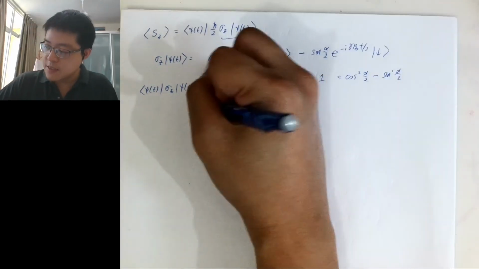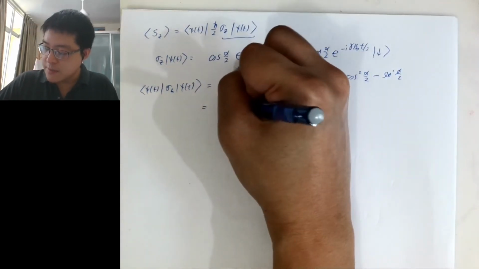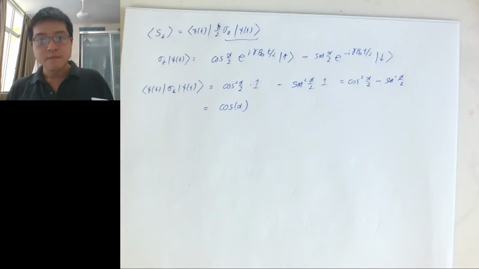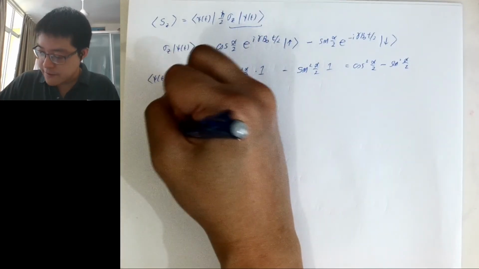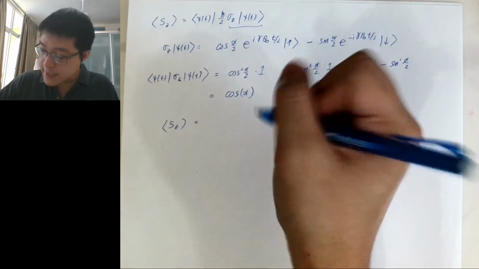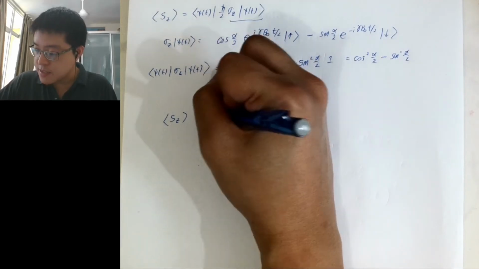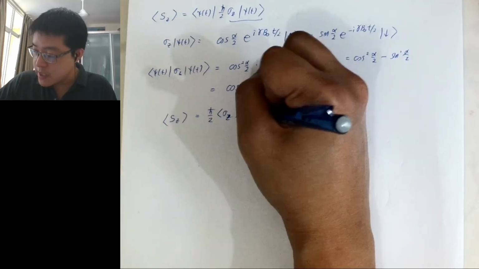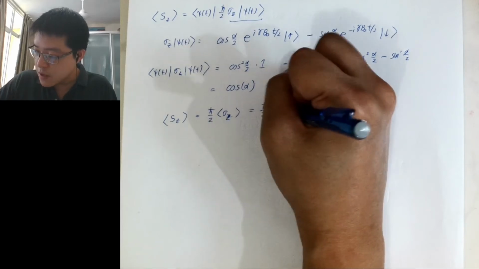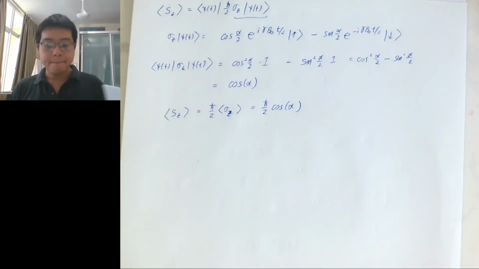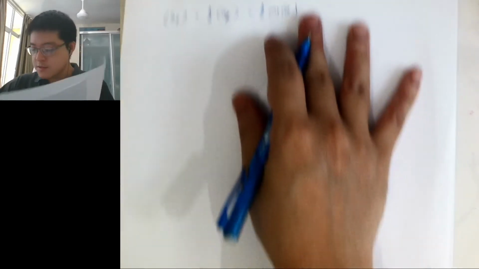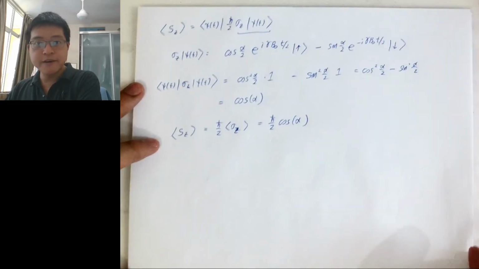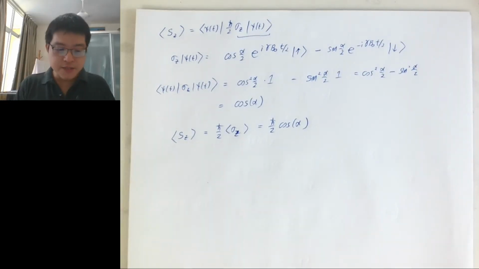Cos squared minus sine squared is what? It's just the cosine of the double of the angle. So therefore we have found the last one. The expectation value of Sz is h bar over 2 times the expectation value of the Pauli matrix, so it's just h bar over 2 cos alpha. So we are basically done already. Now it's just to look at what we have found. Let us collect our result.